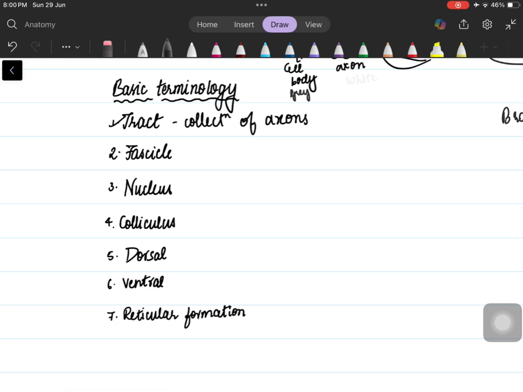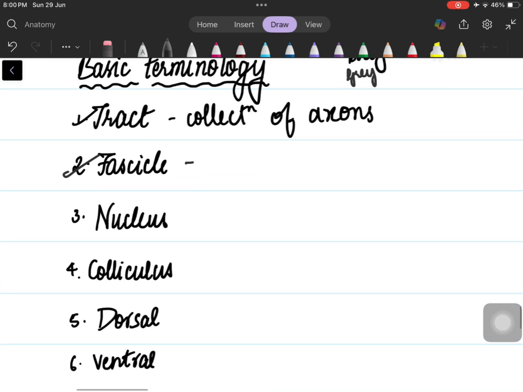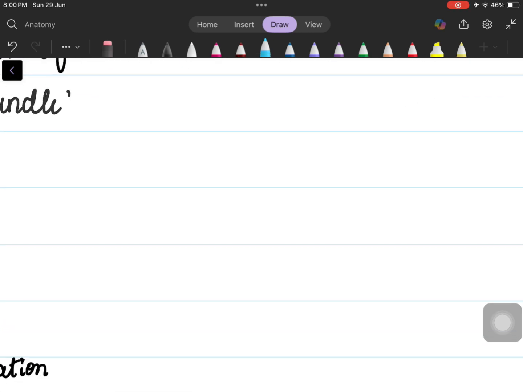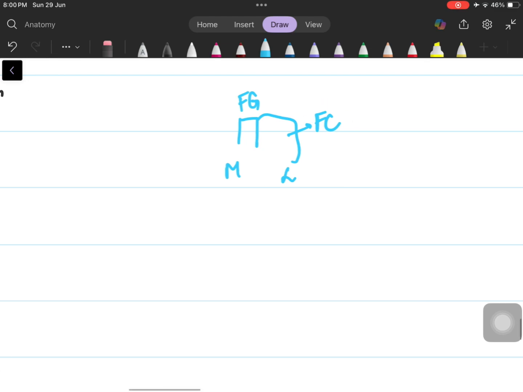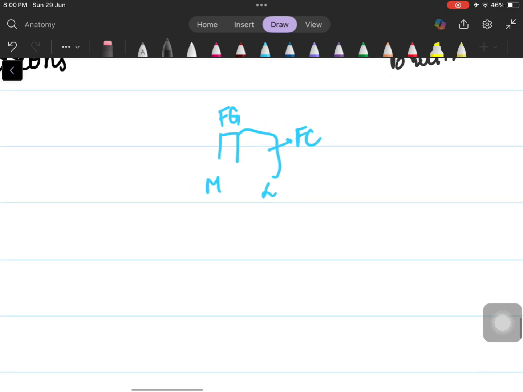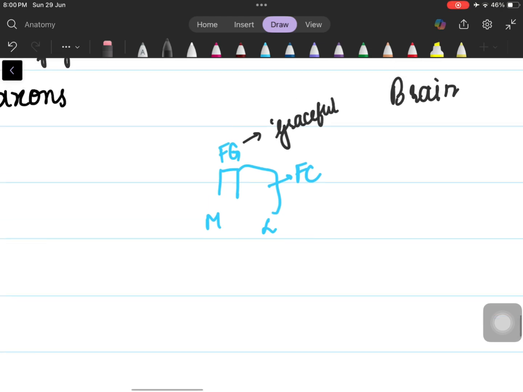What is a fascicle? Fascicle is a lot like a tract, but it literally means bundle. So, in the medulla, there is a fasciculus gracilis and a fasciculus cuneatus. Cuneatus is lateral, gracilis is medial. How do you remember this? So, let me tell you the story behind this. The gracile fasciculus or gracilis refers to graceful. Because it is slender and placed medially, this is called the gracile fasciculus.